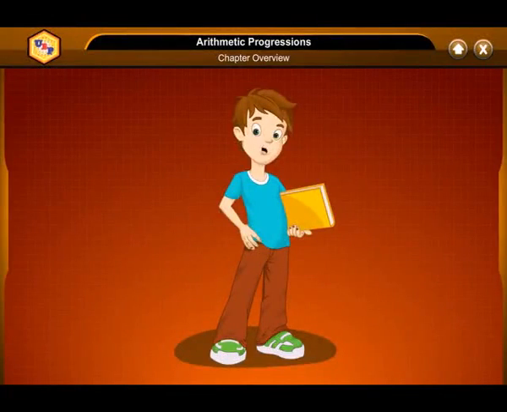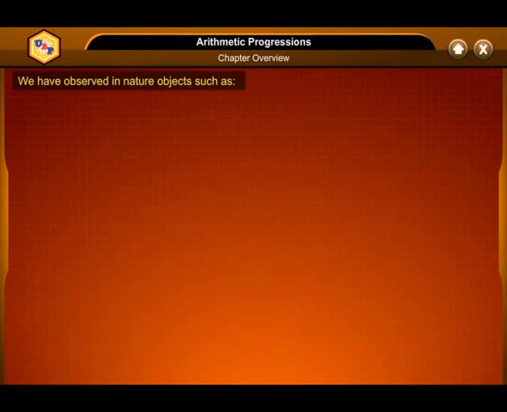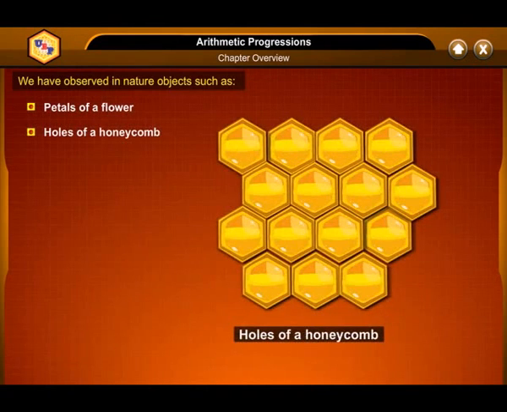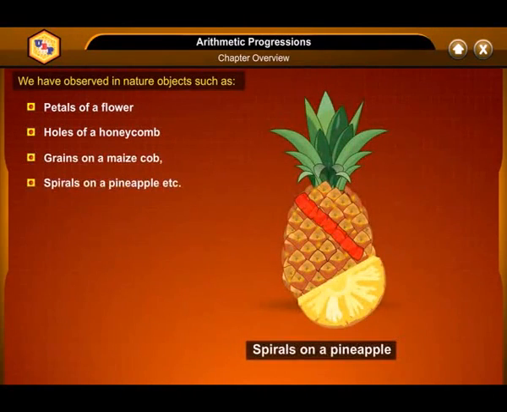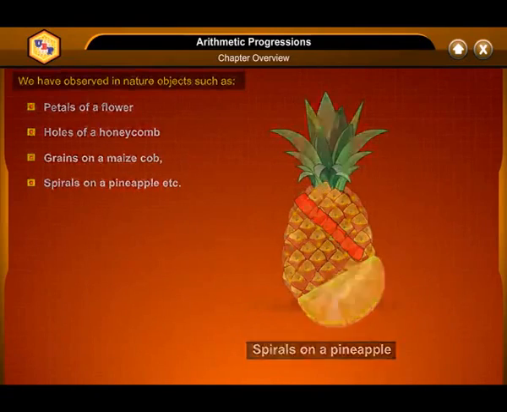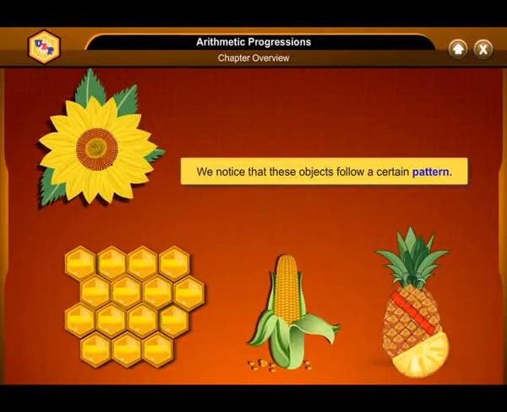Let's begin this chapter with some examples. We have observed in nature objects such as petals of a flower, holes of a honeycomb, grains on a maize cob, spirals on a pineapple, etc. We notice that these objects follow a certain pattern.